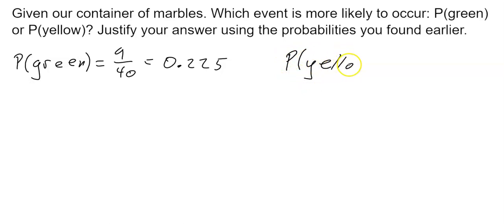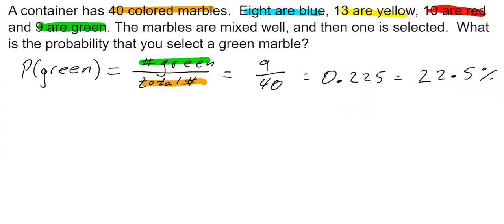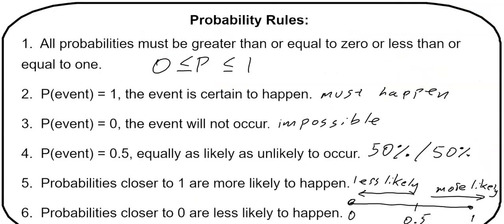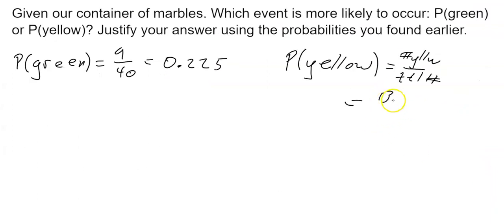So let's figure out the probability of yellow. The probability of yellow is, of course, going to be the number of yellows over the total number of marbles. So let's look back. How many yellow marbles are there? There are 13 yellow marbles, and there are 40 marbles. Well, I can see 13/40ths is bigger than 9/40ths. And if we do it as a decimal, we can see that it's definitely bigger, 0.325.